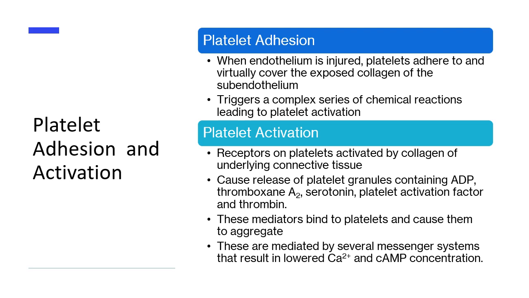The third step is platelet activation. Receptors on platelets are activated by collagen of underlying connective tissue. This causes release of platelet granules containing ADP, thromboxane A2, serotonin, platelet activation factors, and thrombin. These mediators bind to platelets and cause them to aggregate. These are mediated by several messenger systems that result in lowered calcium and cyclic AMP concentration.